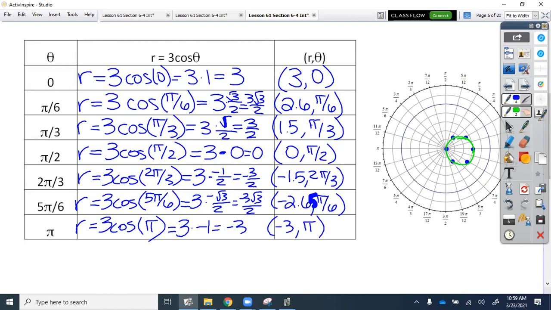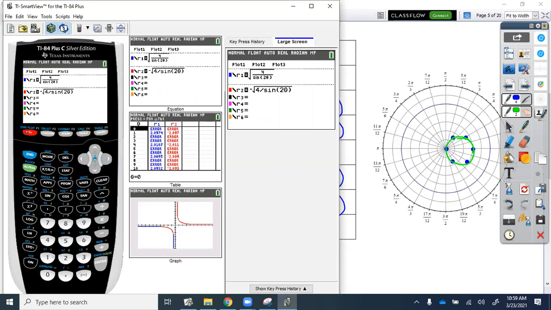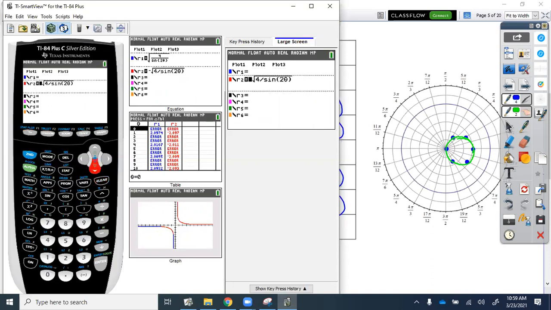If we need to confirm, we can put it in our calculator. 3 cosine of theta. I come over here. We'll erase the crazy rational. And we'll type in 3 cosine of theta. Let me show you a function on your calculator that I'm going to have you use later to get a real nice picture. All right, so you type in 3 cosine of theta and hit graph.